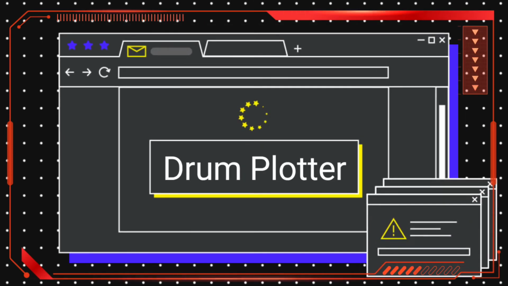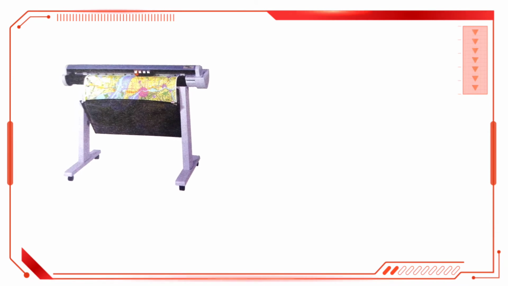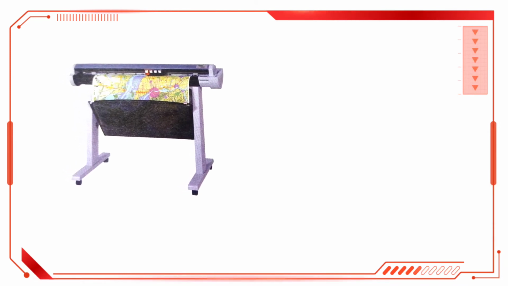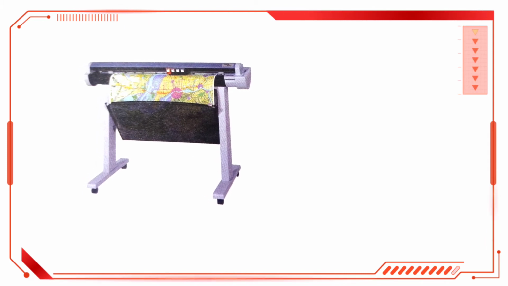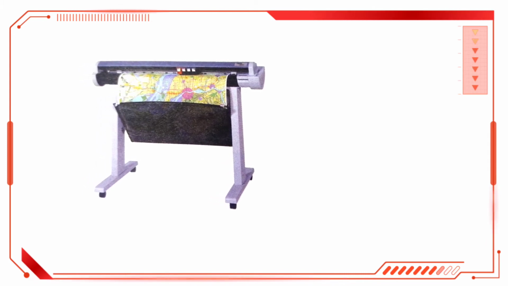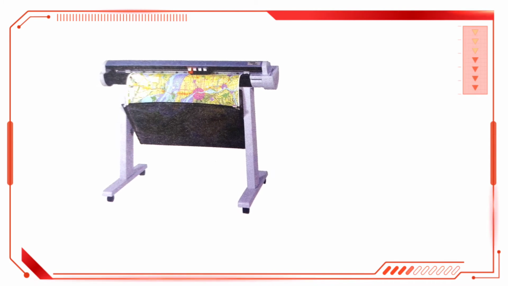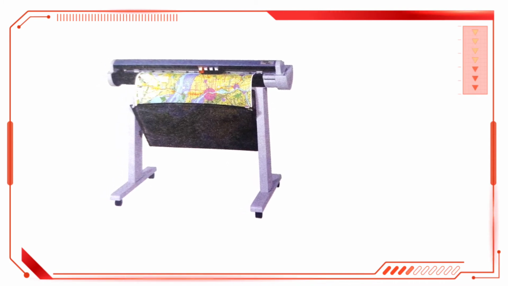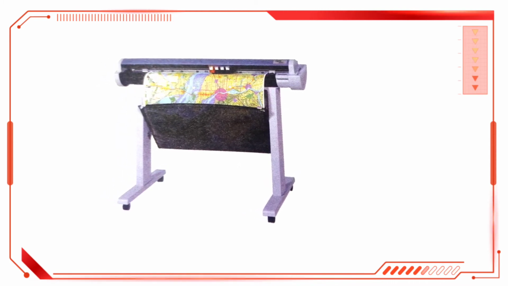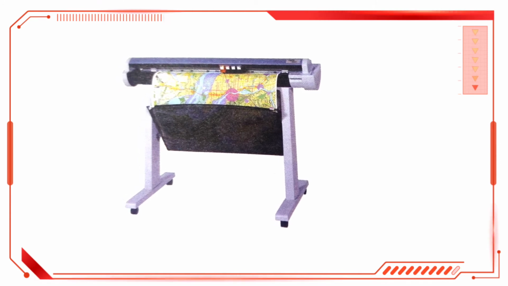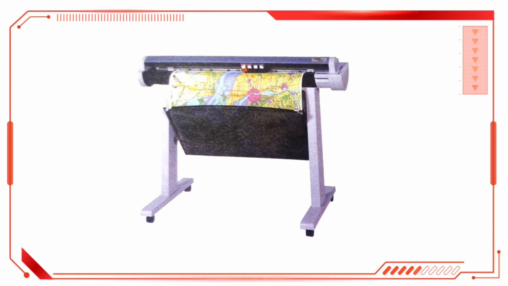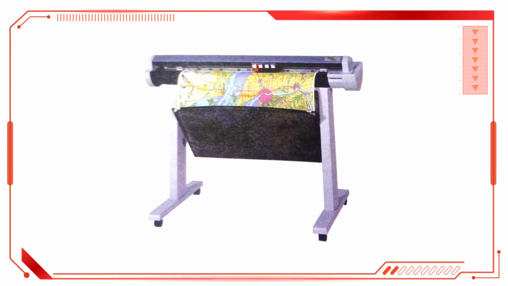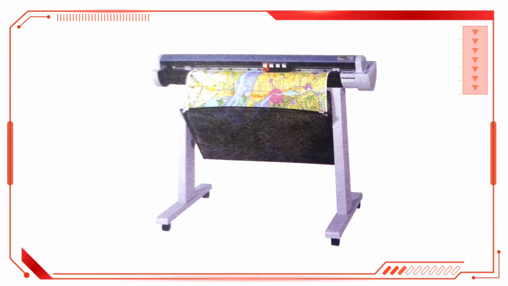Drum plotter. This type of plotter is used to produce continuous output such as plotting an earthquake activity or for long graphic output structures such as tall building structures. A drum plotter consists of a long cylinder known as the drum. The paper that is to be printed is placed over the drum. The drum can rotate clockwise or anti-clockwise to draw lines.